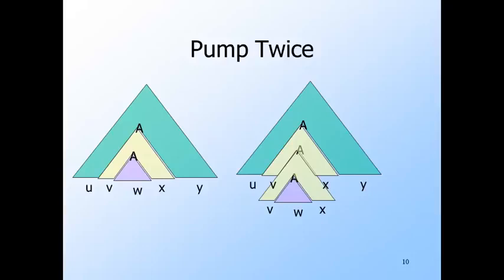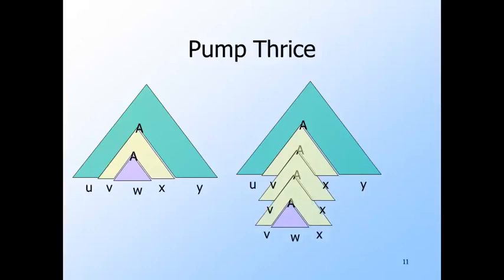Or we could pump twice, that is, replace the purple tree by the yellow, which has the purple within it, and we get a parse tree whose yield is UVVWXXY. And in the previous tree, representing pumping twice, we could again replace the purple tree by the yellow and get a bigger tree whose yield is UVVVWXXXY.